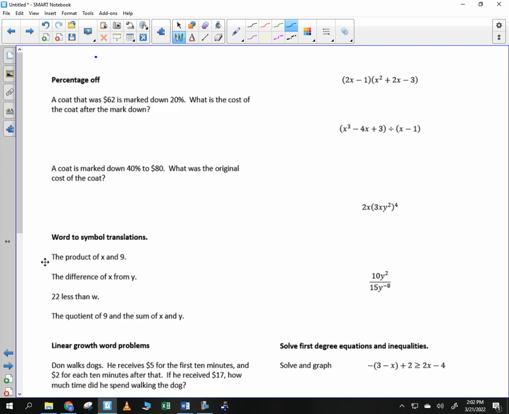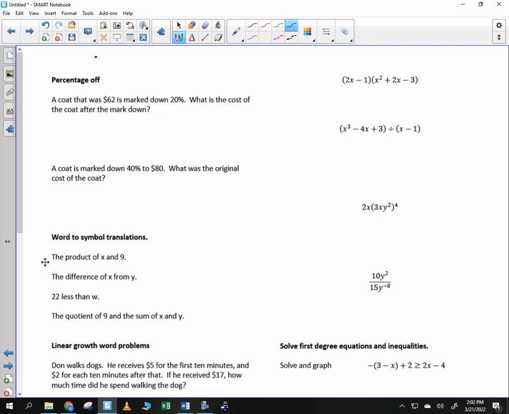Percentage off. A coat that was $62 is marked down 20%. What is the cost of the coat after the markdown? How are we going to figure that out? So you take like 10%, right? And you just subtract it. 10% twice. Okay, so you could take 10% twice and subtract it. Yep. There's a number of ways to do it.